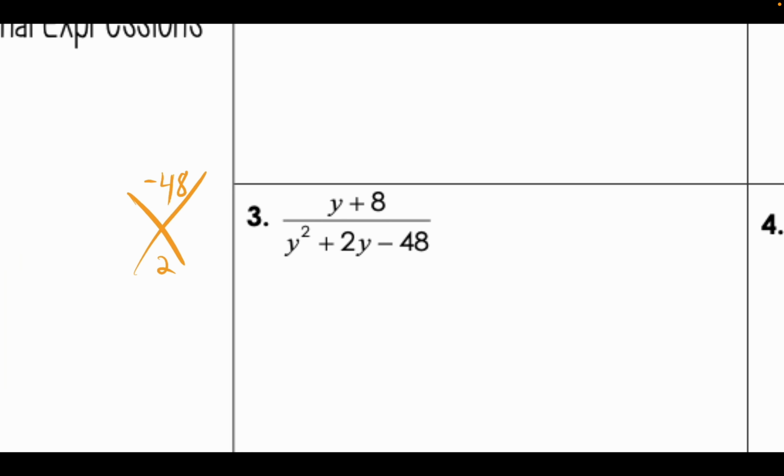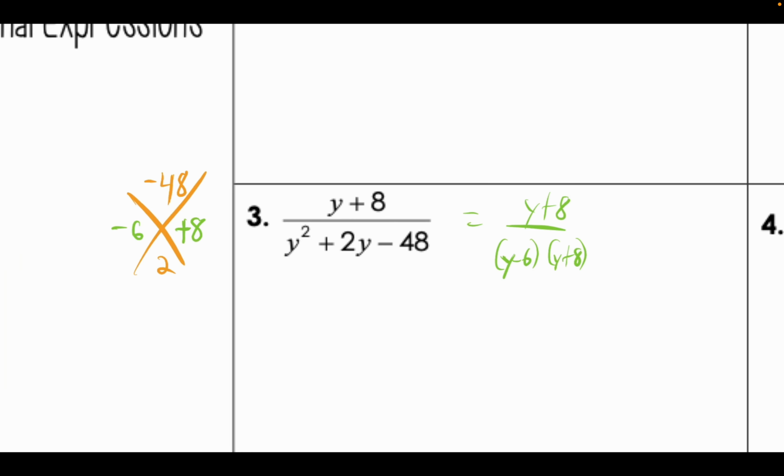I encourage you to pause the video, try and finish this factoring on your own, and then resume the video once you either are stuck and need some help or want to check how you did. And so it would be a negative and a positive here, and it'd be negative 6, positive 8. That multiply to negative 48, but add up to 2. And we can use our shortcut because it's a 1y squared. And so on the top will be y plus 8. On the bottom will be 2 factors, y minus 6 and y plus 8.